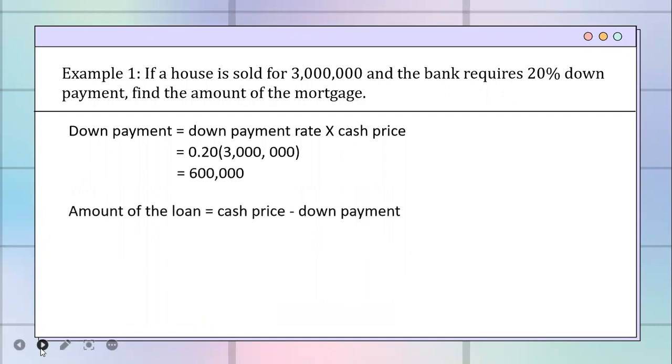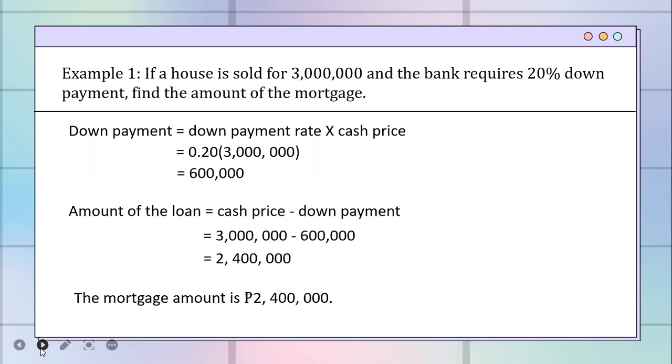Since we already have our down payment, let us find our amount of the loan. So in finding our amount of the loan, our formula will be cash price minus down payment. Our cash price will be 3 million minus our down payment, which is 600,000. And that will be equal to 2,400,000. So the mortgage amount is 2,400,000 pesos.